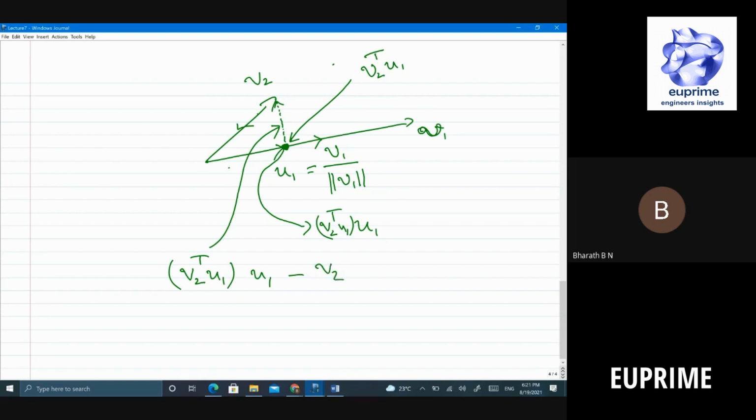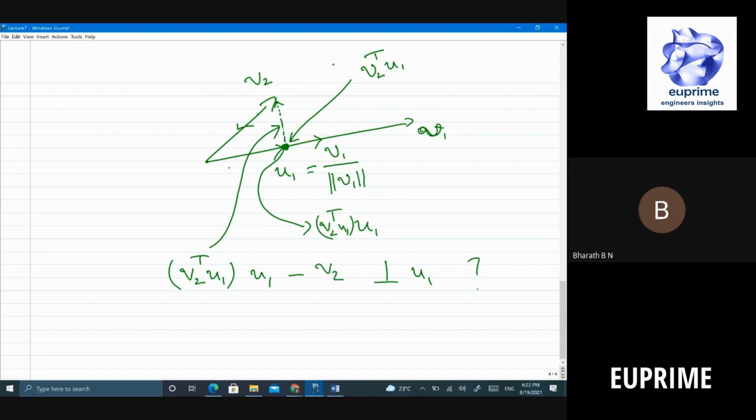Right? So now this is the vector that we get, but is it orthogonal to U1? So how do you find that? You have to take the inner product, or dot product in this case, and see. U1 transpose times this will give me the answer. So what is U1 transpose times the vector: U1 transpose U1 times V2 transpose U1, minus U1 transpose V2. That's what we get. You agree? Is this correct? Did I make any mistake?